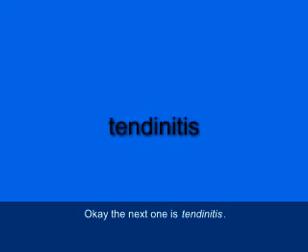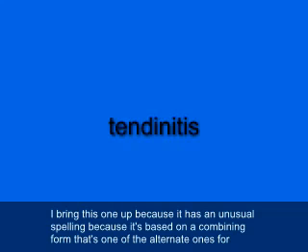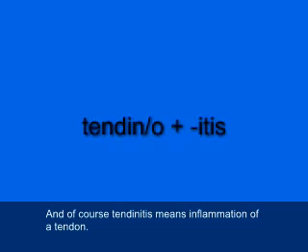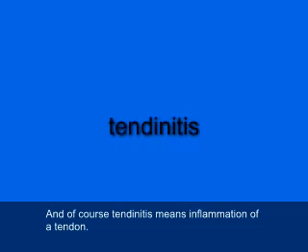Okay, the next one is tendinitis. I bring this one up because it has an unusual spelling because it's based on a combining form that's one of the alternate ones for tendon. This word is composed of tendino, plus itis. And of course, tendinitis means inflammation of a tendon.